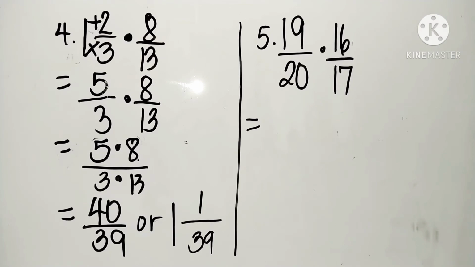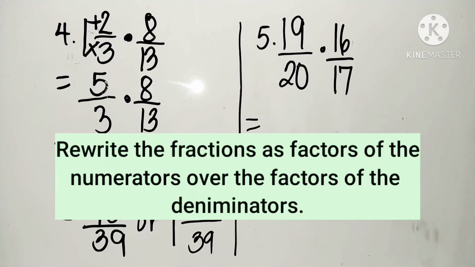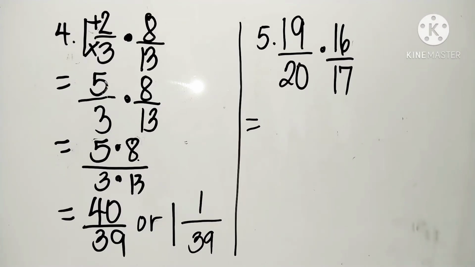For number 5, as you can see, there are two numbers na pwede natin i-cancel, which are 16 and 20. In order to cancel 16 and 20, what you're going to do is rewrite the fractions as factors of the numerators over the factors of the denominator. So, gagawa natin ng factors yung 16 at saka yung 20 para ma-cancel natin yung mga number. So, hindi natin pwedeng i-cancel yung 19 and 17 since wala naman silang common factor. Kukopyahin lang natin yung 19 at saka 17.